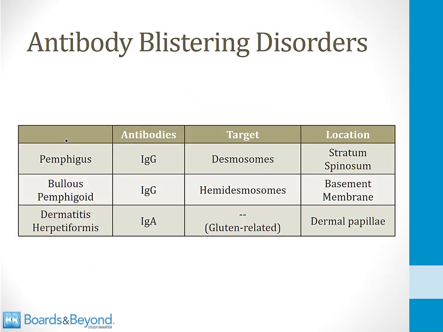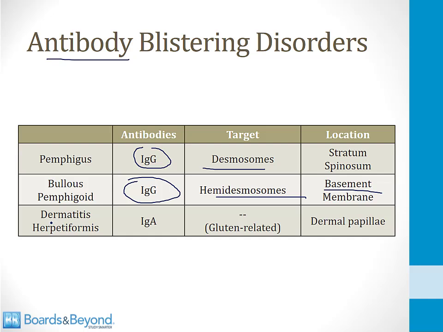So we'll finish with this slide. As I told you before, there are lots of causes of blisters, but in this video, we've been talking about antibody-associated blistering disorders. We talked about how pemphigus vulgaris is caused by IgG antibodies against desmosomes in the stratum spinosum of the epidermis. Bullous pemphigoid is also caused by IgG, but the target is the hemidesmosomes, which are located along the basement membrane. Remember, the hemidesmosomes attach keratinocytes to the basement membrane.